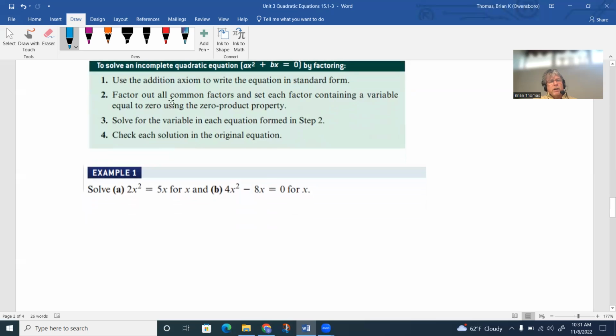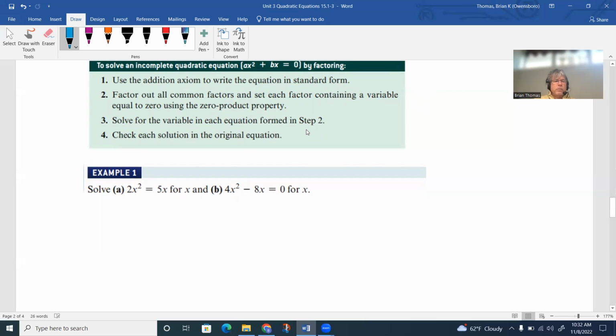Then we want to factor out all the common factors and set each factor containing a variable equal to 0 using the zero product property. Then we want to solve each equation that we created in step 2. And it's always a good idea to check to see if your answers actually work. So check your solution in the original equation.